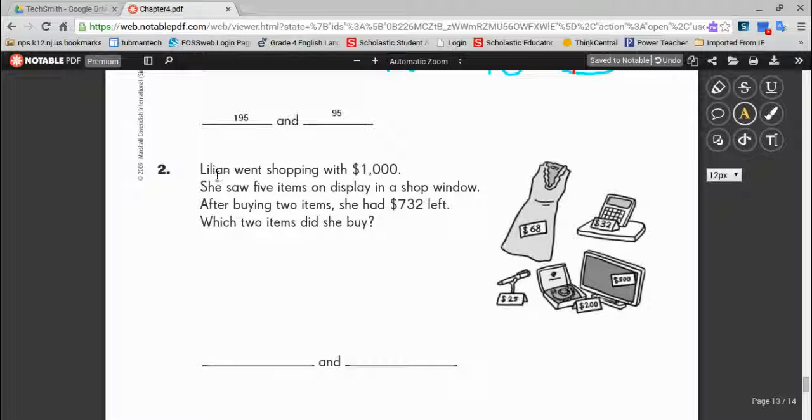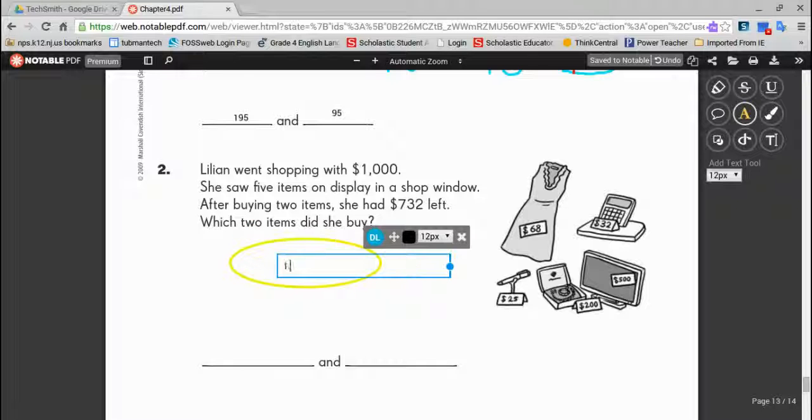Okay, number two. Same thing as before, I'm going to take it one sentence at a time, and I'm going to draw pictures with this. Lillian went shopping with $1,000. I'm going to draw a simple circle, and I'm going to put $1,000 in my simple circle. She saw 5 items on display in a shop window. Well, here's my 5 items.